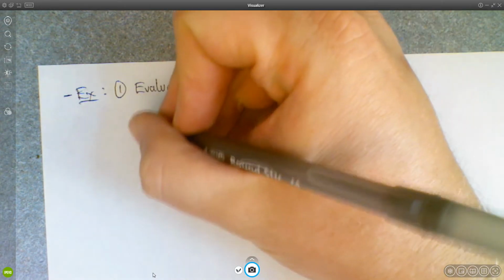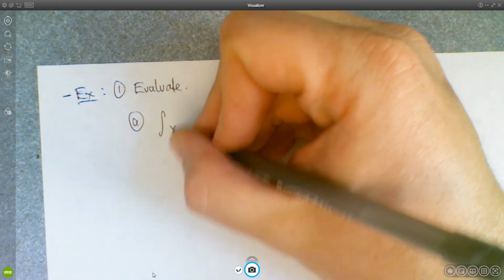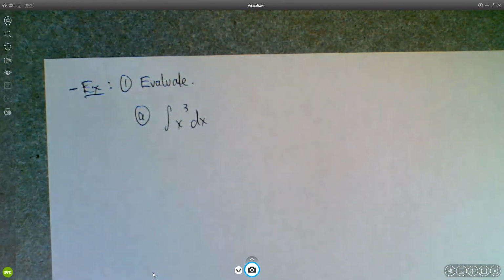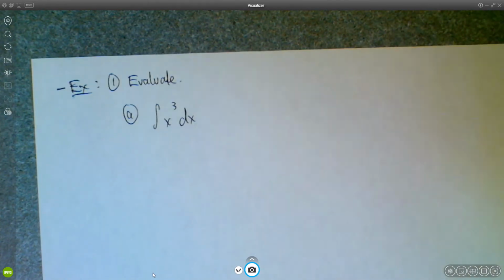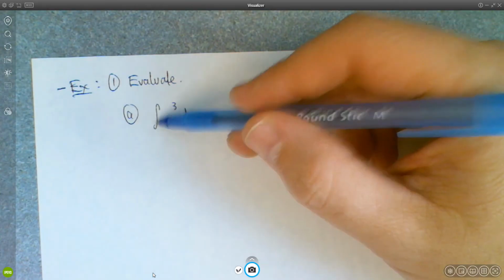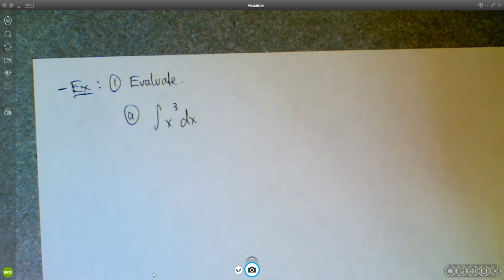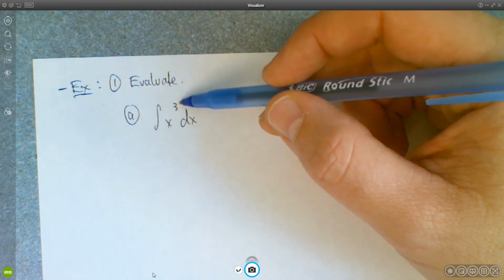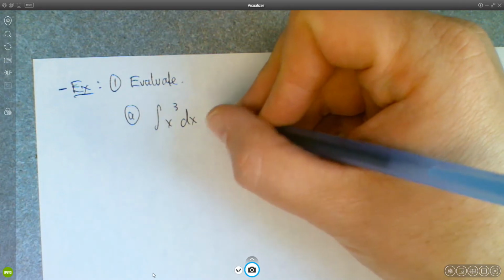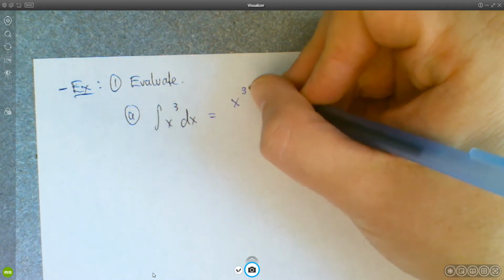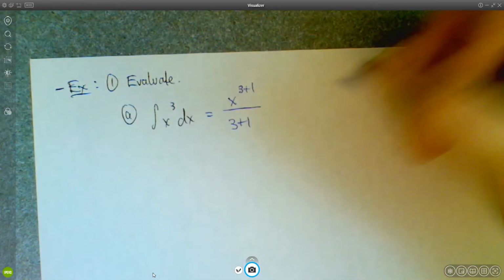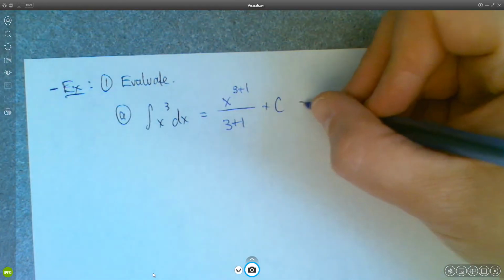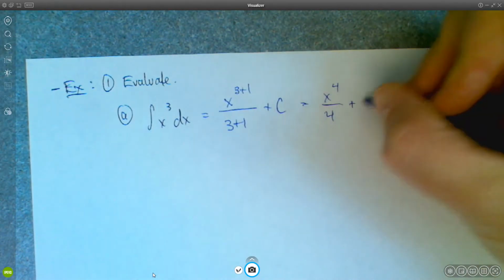So let's evaluate some integrals. Let's do this for x cubed. Okay, so we're going to think backwards. Normally, if you're differentiating, you would take this number down and then subtract 1 from the exponent. But here we're going to work backwards. So instead of subtracting 1 from the exponent, we're going to add 1 to the exponent, and then we're going to divide by that number. So we're going to get x to the 3 plus 1 divided by 3 plus 1, and then don't forget your constant of integration. Anyway, that comes out to x to the 4th over 4 plus c.